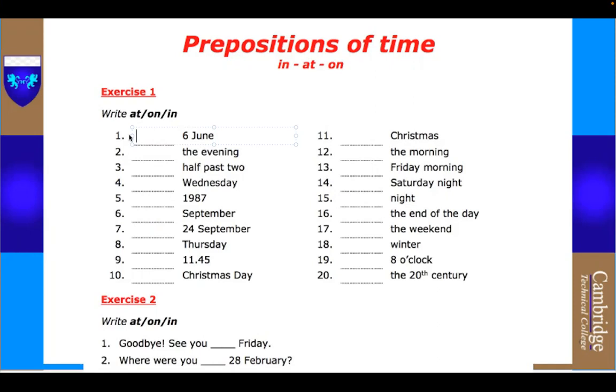On. We use on. Why? For days. On for days. Next, the evening. In the evening. One by one. Half past 2: at 2:30. Very good. Wednesday. It's a day.